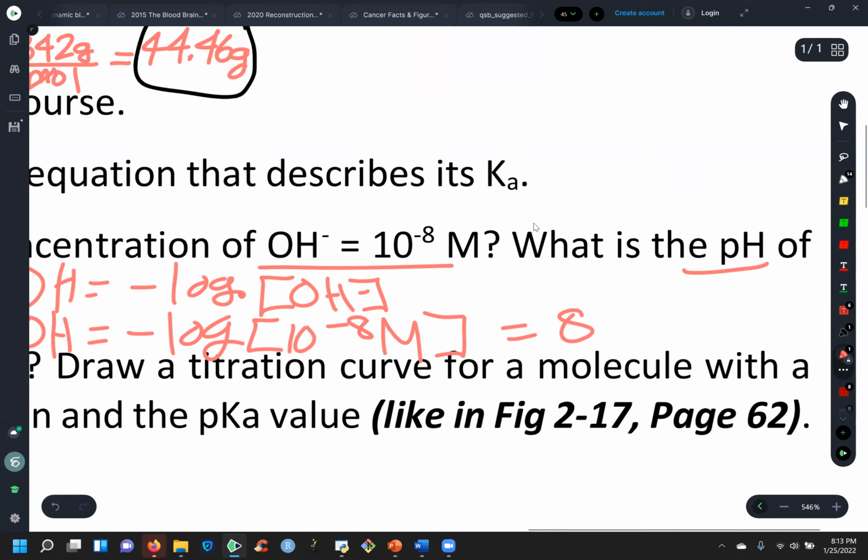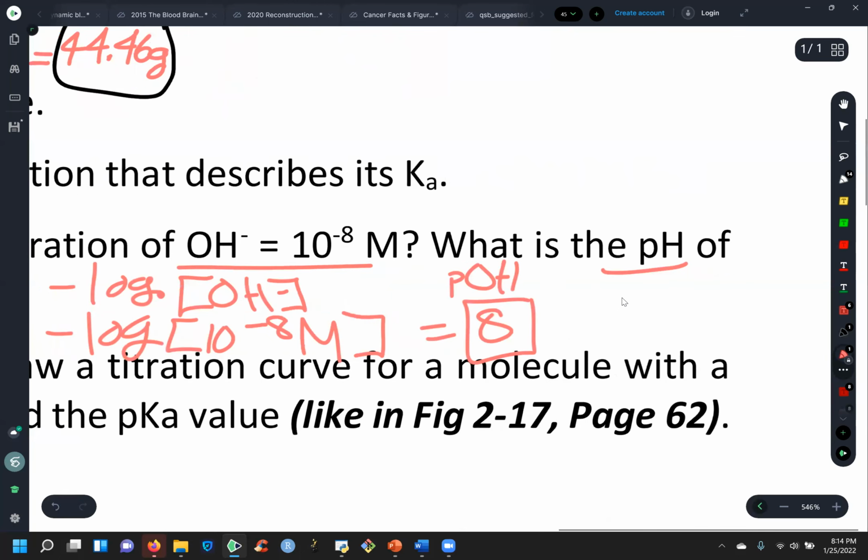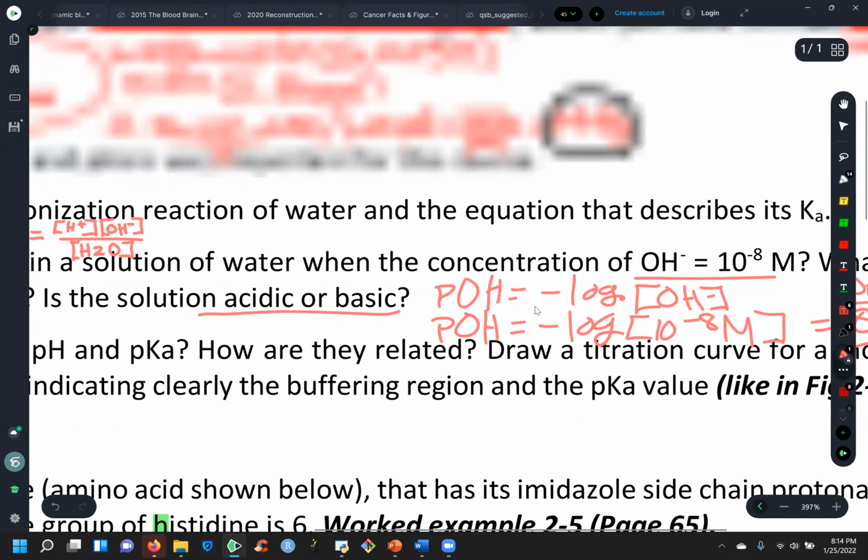But they're also asking, what is the pH? The pH is just 14 take away 8, because the pH plus the pOH is always 14. So when you have one, you just subtract it from 14 to get the other. 14 minus 8 is equal to 6. So our pH is equal to 6. And then it's asking us, is this acidic or basic?